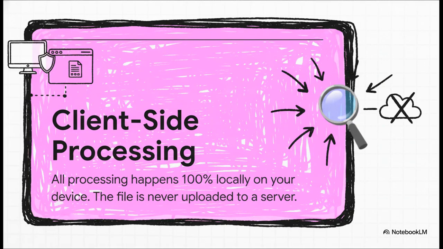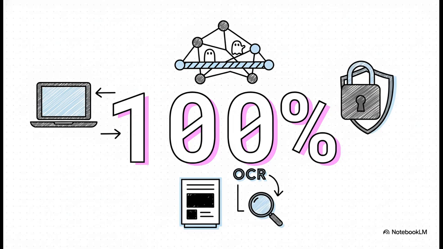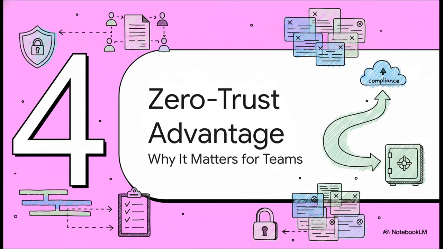And now for the most important piece of the security puzzle, it's what we call client-side processing. This means that every single thing that happens, reading the file, the OCR, the PII scrubbing, it all happens right there, locally, on your computer. Let me be clear, your file is never, ever uploaded to a server. 100%. That's the amount of work that's done right on your device. This is what's known as a zero-trust security architecture, and it's designed to give you complete and total peace of mind.